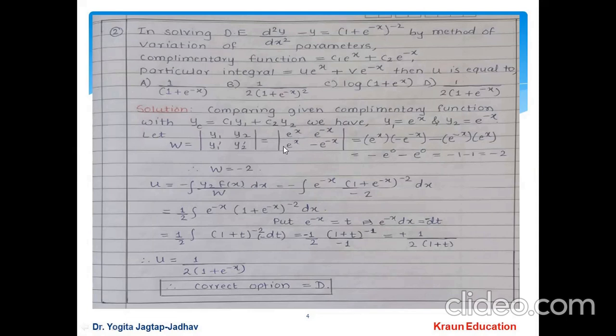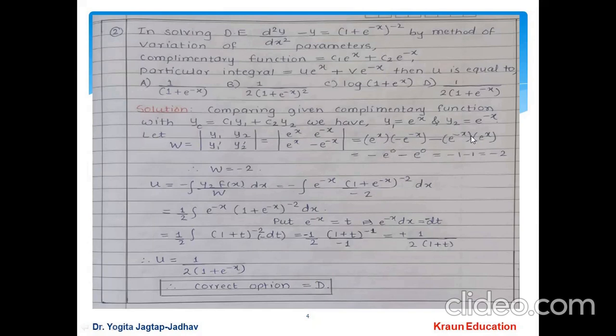Just try to solve this 2 by 2 determinant. Here you can see we have e raised to x into minus e raised to minus x, minus this diagonal, e raised to minus x into e raised to x. Now you can observe here the base is same, therefore you can take the addition of the indices. Therefore here we are having minus e raised to 0.